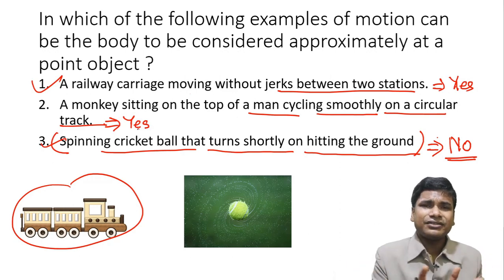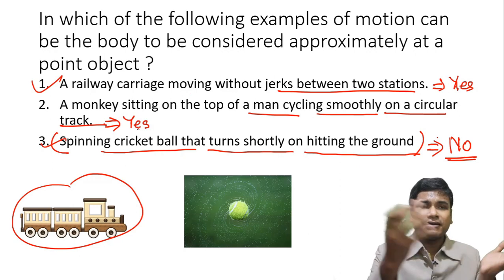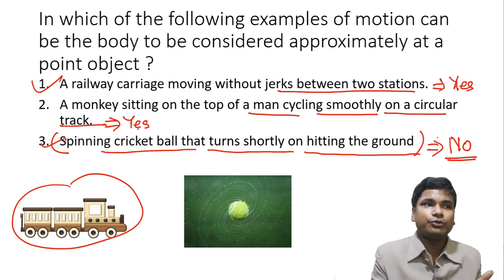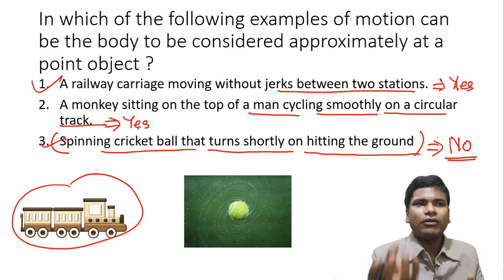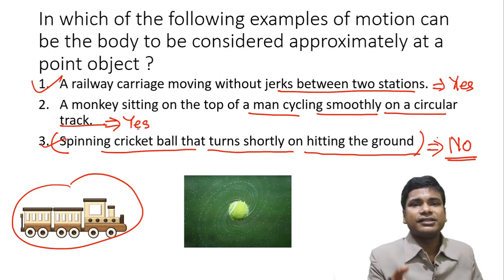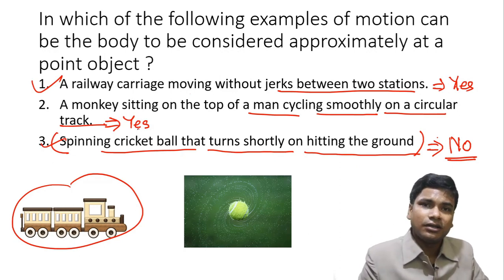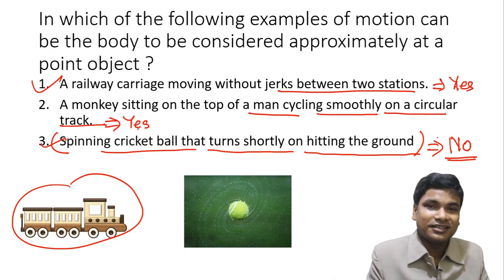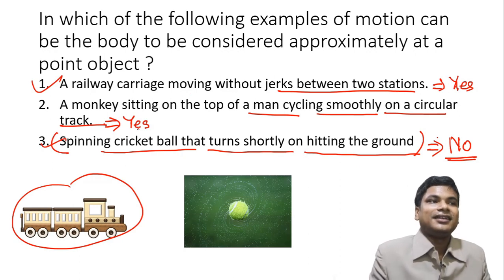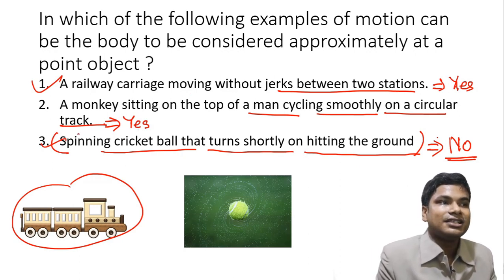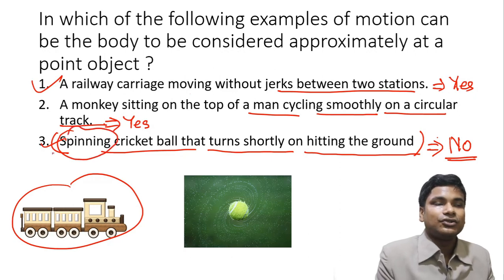We can consider a train to be a point mass. We can consider a monkey, a cycle, the person to be a point mass. But for a small cricket ball, we cannot consider the motion to be a point mass. What is the point behind that? The reason is here we are taking the spinning motion.